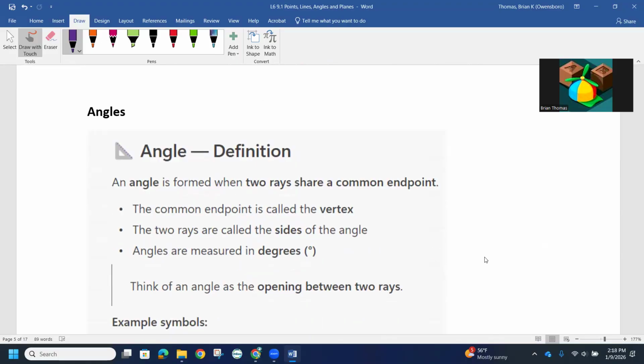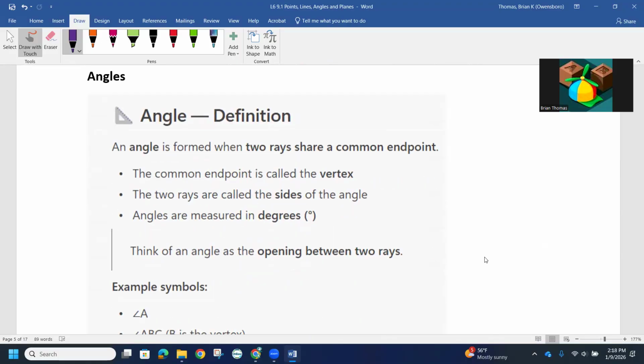So working with angles, this is the big one here, angles. So an angle is formed when two rays share a common endpoint. The common endpoint many times is going to be called the vertex. So there may be another word that you may not be familiar with. So when you have a ray sharing an endpoint with another ray, this shared common endpoint is referred to as the vertex of the angle.